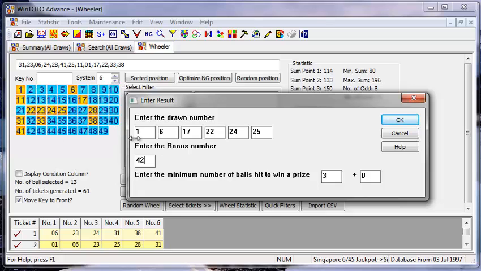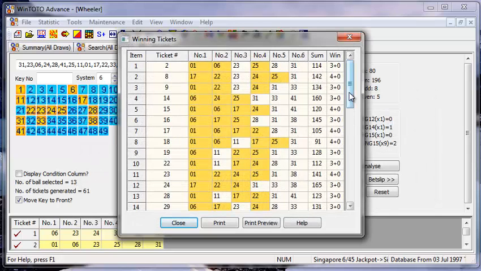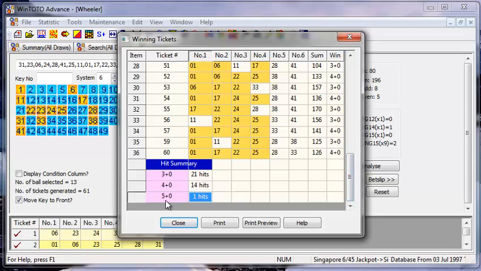You got 6 winning numbers: 1, 6, 17, 22, 24, and 25. Let's say for example, the other number is 42. So you know that you have got 6 winning numbers here, and minimum you are guaranteed 1 ticket with a 5 winning number.